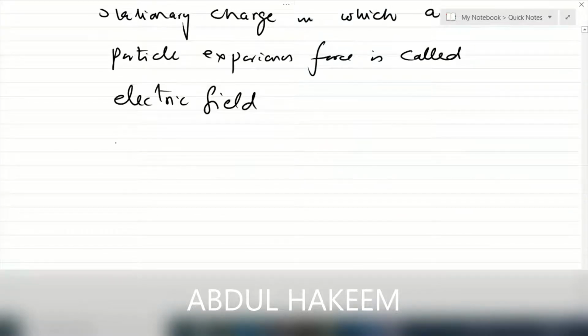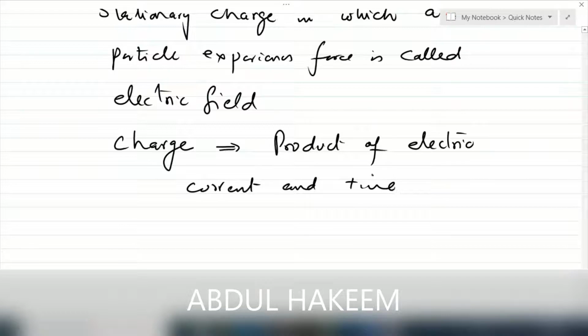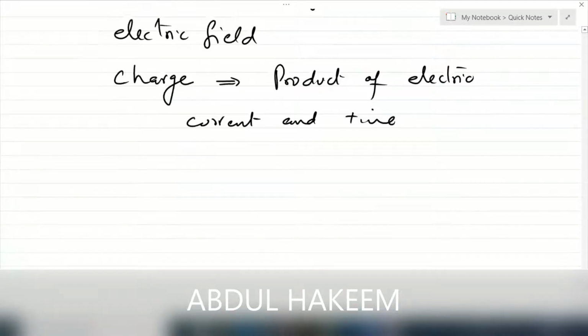Now the question is, what is charge? It is defined as the product of electric current and time is called electric charge, because the formula Q is equal to I times T. Current is measured in ampere, time in second, so the charge is measured in coulomb.